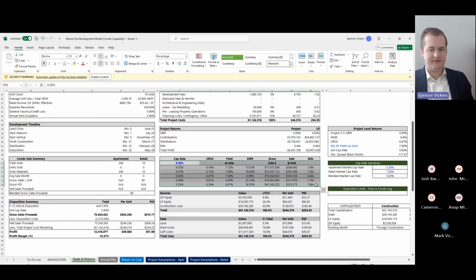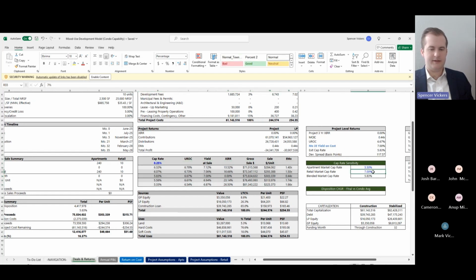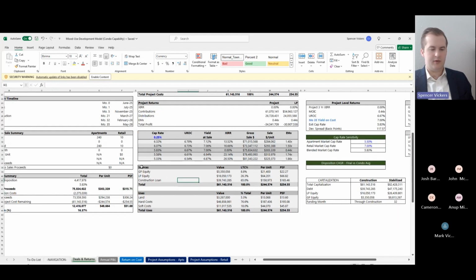This is a cap rate sensitivity table. In this model, I split out the apartment cap rate from the retail cap rate. And so what you're showing here is the blended market cap rate for both components. And then you get your untrended return on cost, yield at sale, IRR, gross sales proceeds, sales per unit, and equity multiple. This is a summary sources and uses table. It shows the GP equity, the LP equity, construction loan for your sources, and it's being used on the land, hard costs, and soft costs.